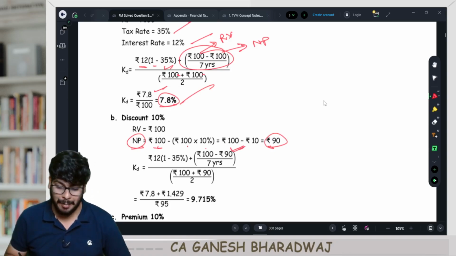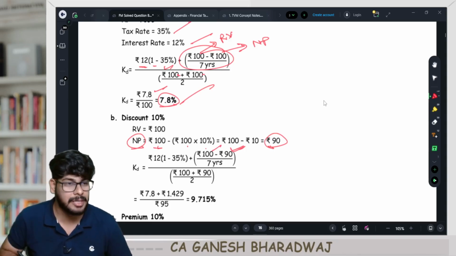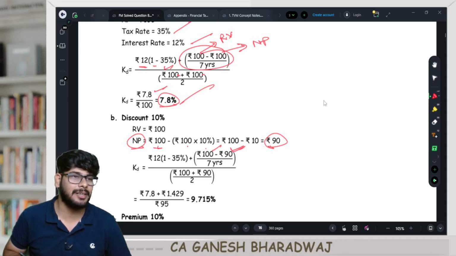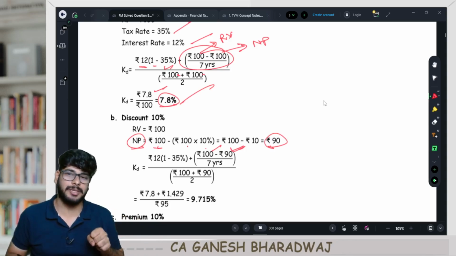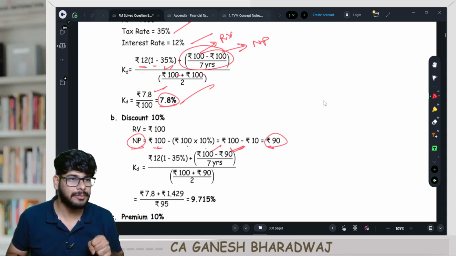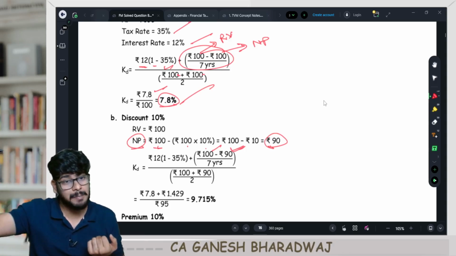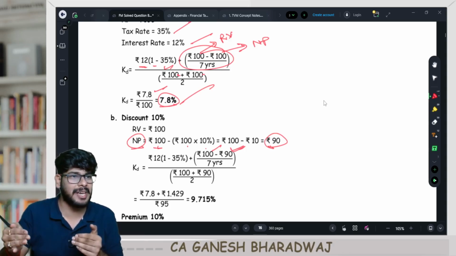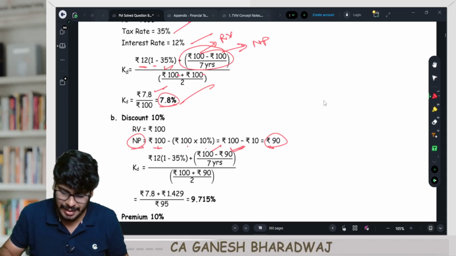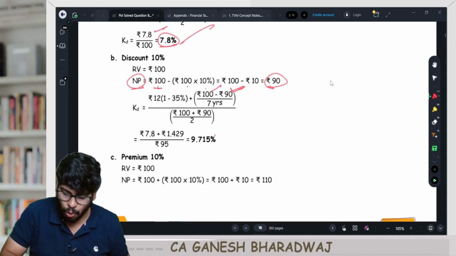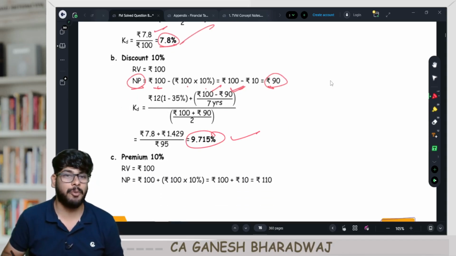Now, guys, what happens here? It is being redeemed at par, 100 rupees, but issued at a discount. That is, today I'm getting money of 90 rupees. I'm getting 90 today, but I'm repaying 100. Similarly, the 10 rupees of extra cost is also there here. Are you able to understand this? That gets captured here, and overall your KD is going to be 9.715%.